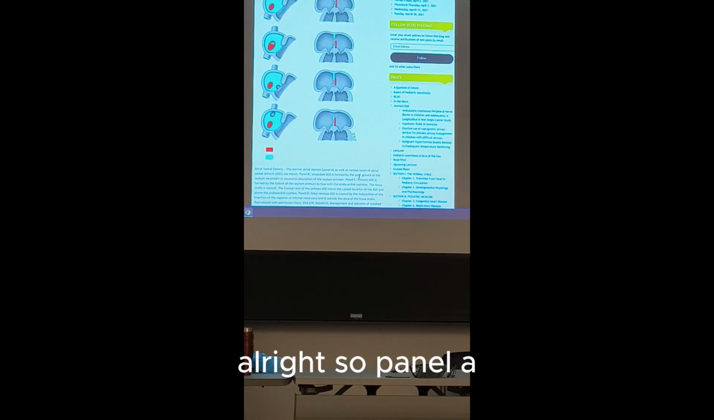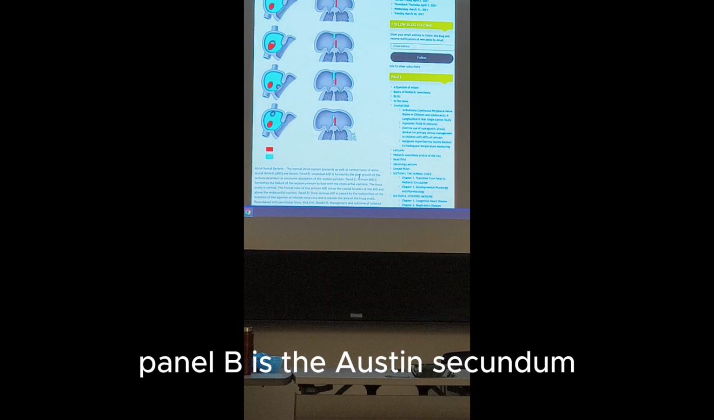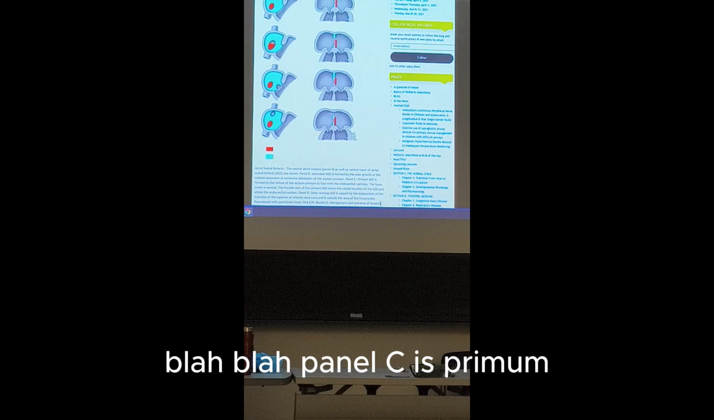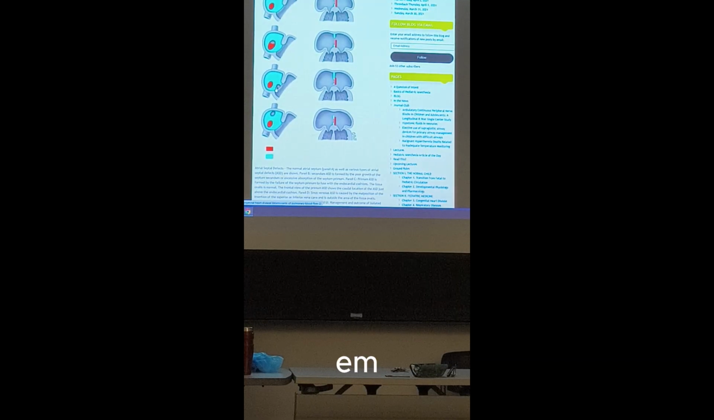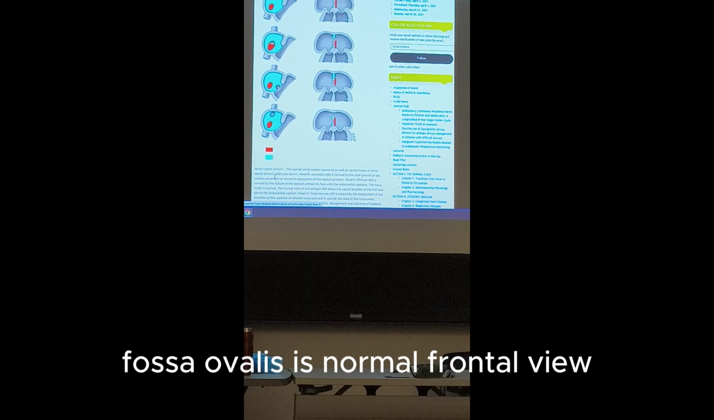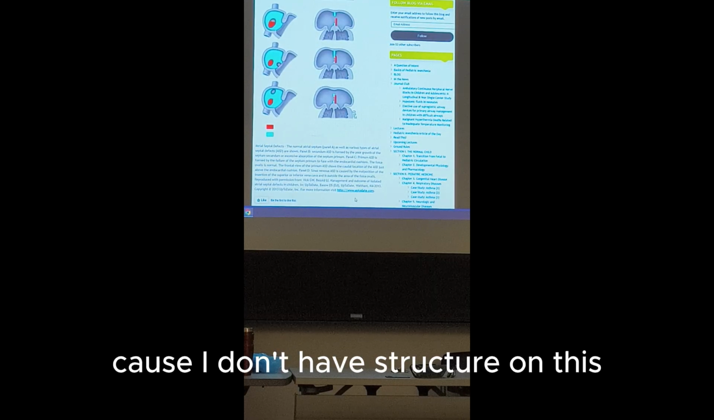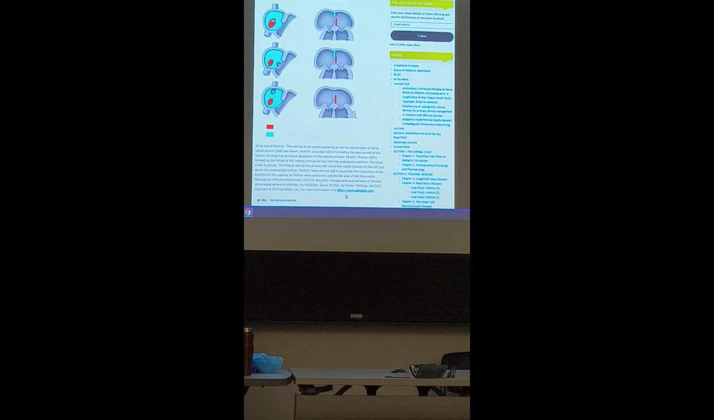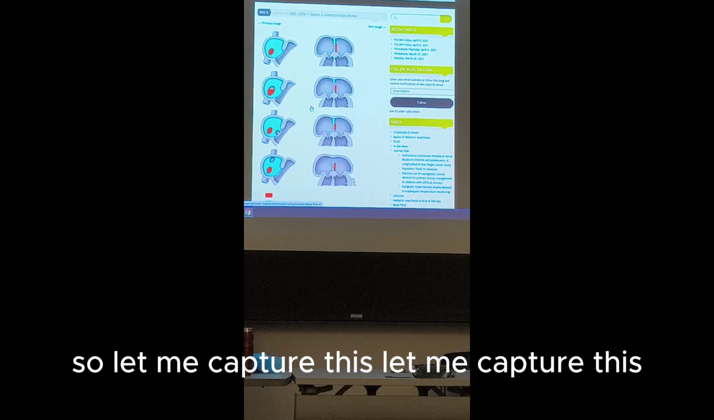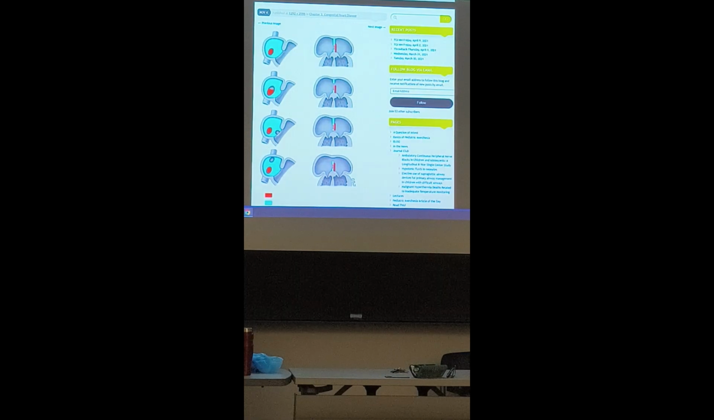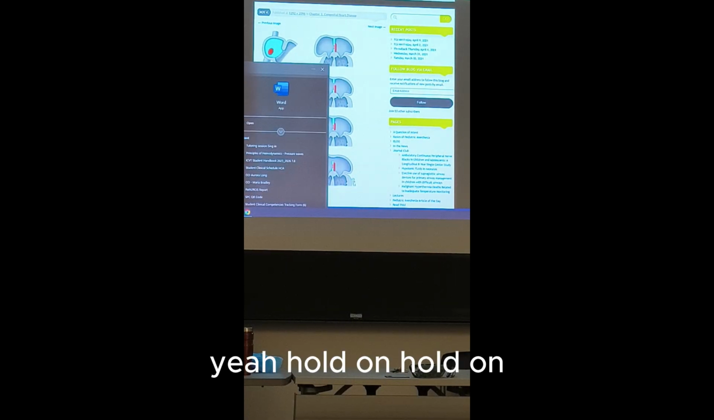All right, so panel B is the ostium secundum, formed by the poor growth of the septum secundum and excessive absorption. Panel C is primum. Fossa ovalis is normal. Frontal view. Ostium primum is where it just didn't link up correctly with the endocardial pressure.